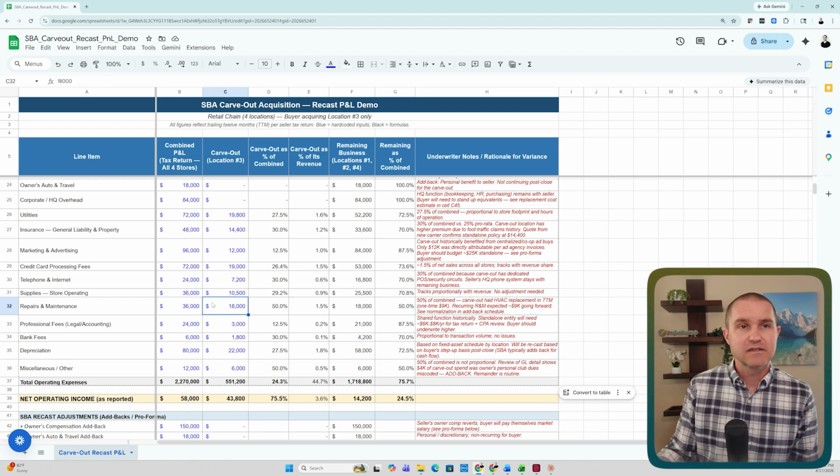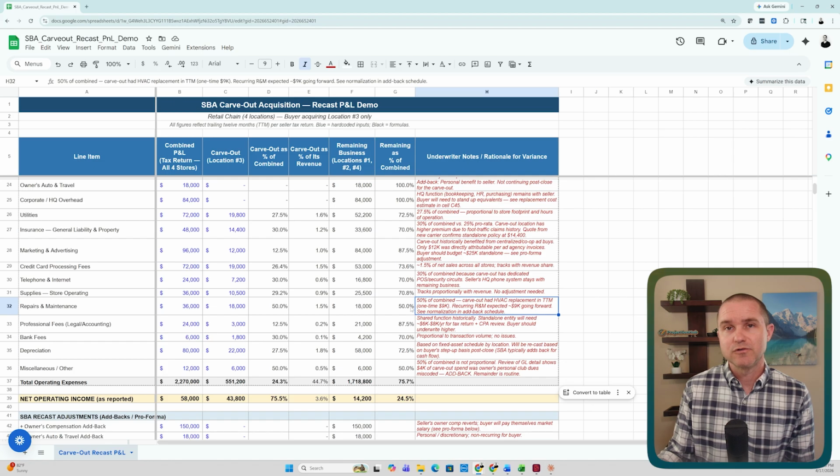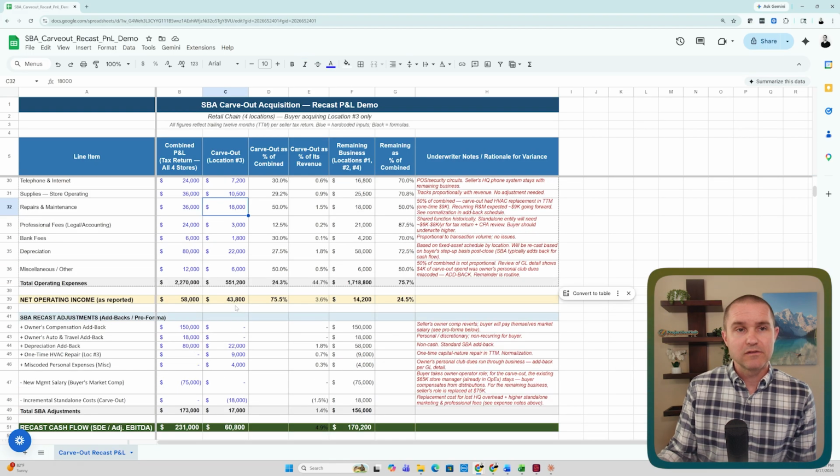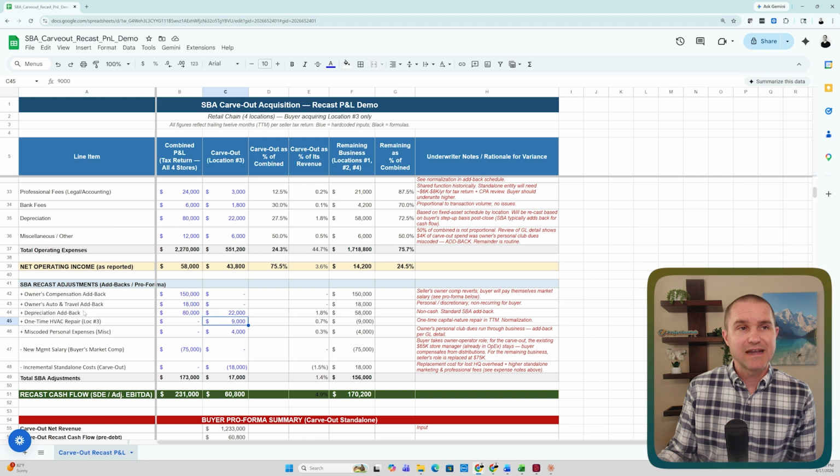This repairs and maintenance total was $36,000. This Carve-out location was $18,000. So that's 50% of the total. So that kind of sticks out as something weird, right? So here we said the Carve-out had an HVAC replacement in the trailing 12 months. It was a one-time expense of $9,000, and we expect recurring repairs and maintenance to go back to $9,000 going forward. And so when we look at our add back down here, we see an add back for a one-time HVAC repair down here for half of that cost.